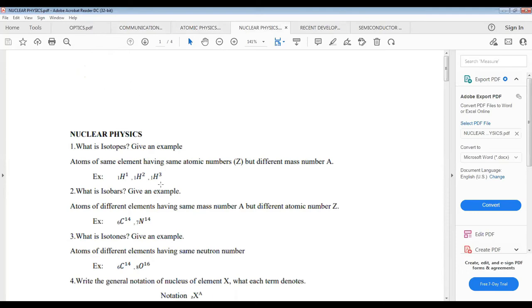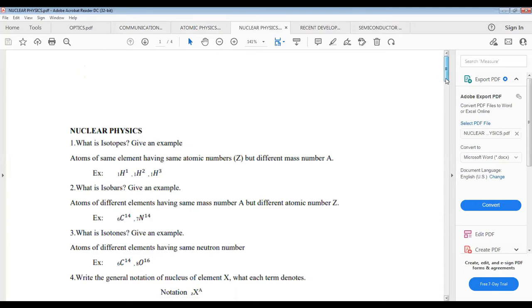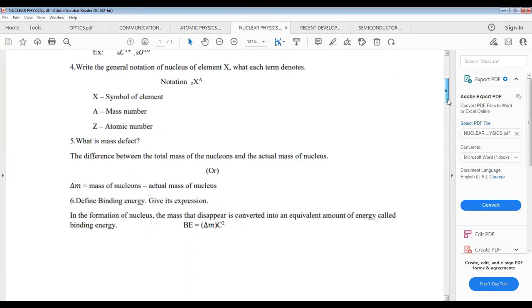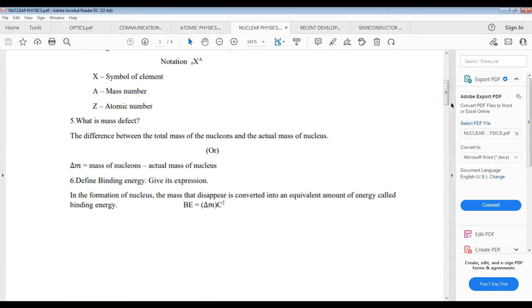Some important questions you might have studied in chemistry also. What are isotopes? What are isobars? What are isotones? Depending upon the atomic number and mass number, you have to give the answer. What is mass defect? The difference between the total mass of the nucleons and the actual mass of the nucleus. This is called your mass defect. Define binding energy.